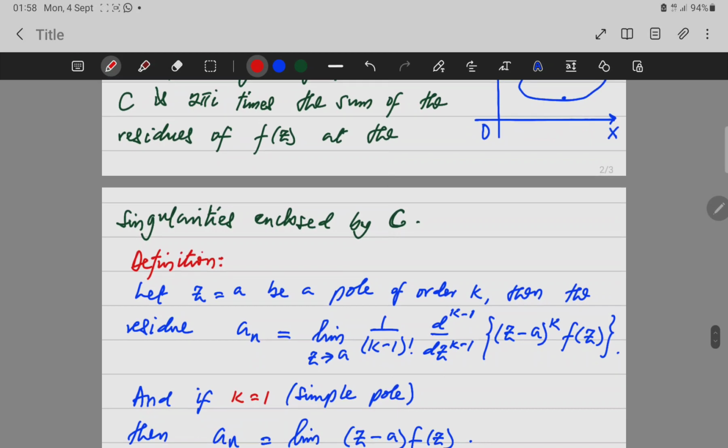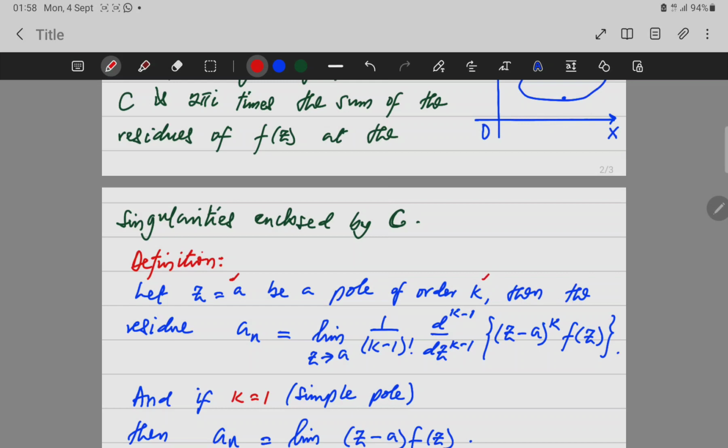Now let's go to another definition. How do we now calculate the residue of a pole? Now let z equals minus a be a pole of order k.